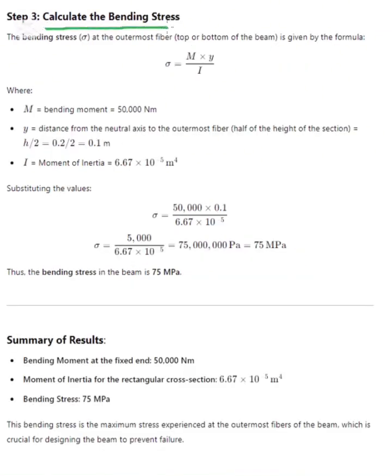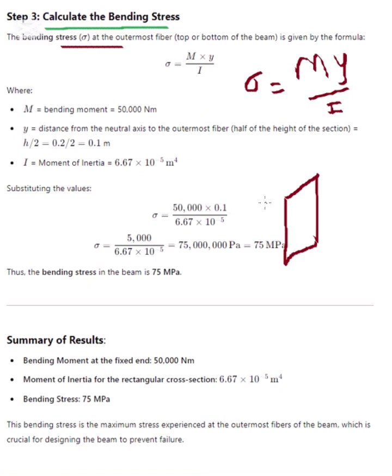Step 3 is to calculate the bending stress. The bending stress at the outermost fiber at the bottom of the beam is given by sigma equal to M times Y by I. Y, this we know from the cross section of the beam. This is the beam, rectangular beam. So this is the cross section of the beam.